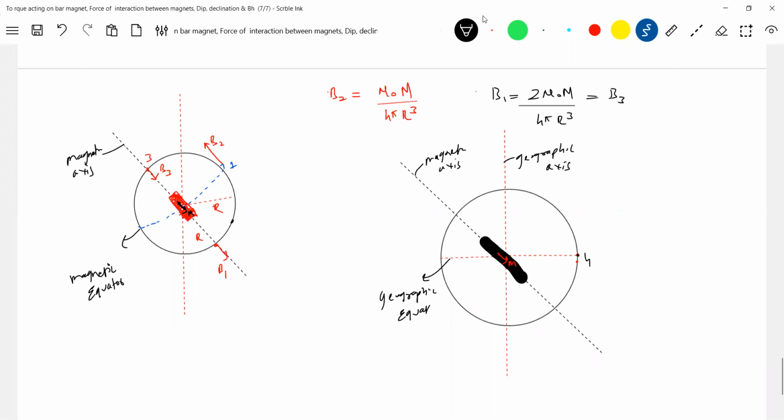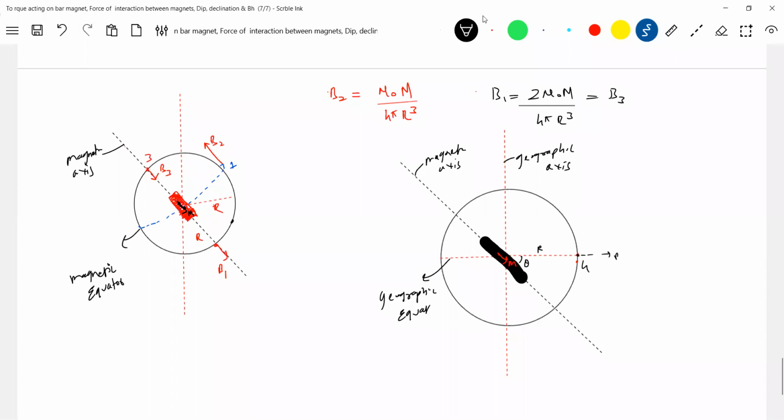Now how to calculate this? This angle I'll define. If you know this angle and you know these distances, there will be two components: one B parallel, another B perpendicular. B parallel should be along B4, and then B perpendicular.